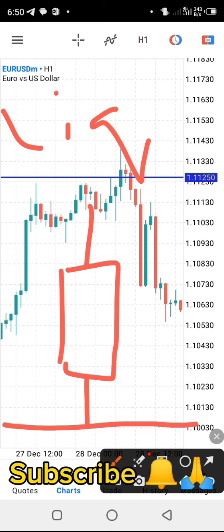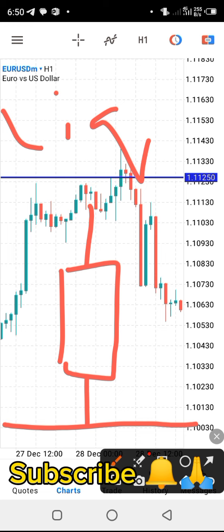Candle must take out liquidity. That's the candle on which you draw the order block must take out liquidity. Two, there must be a break of structure after that candle has taken out liquidity. That makes your order block very, very solid. So when price comes back to that order block, definitely it's going to go in your favor.